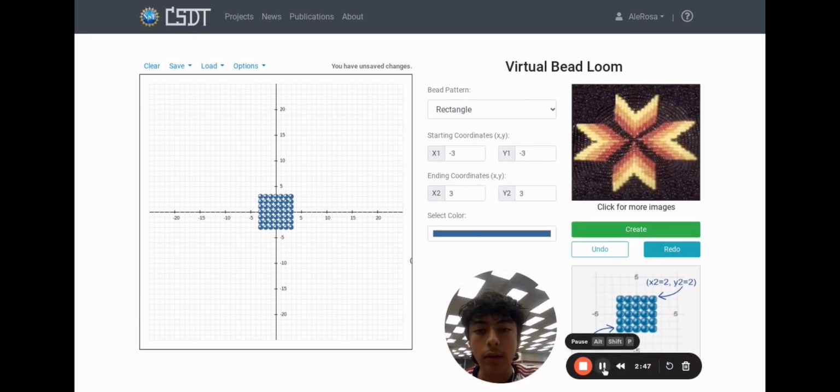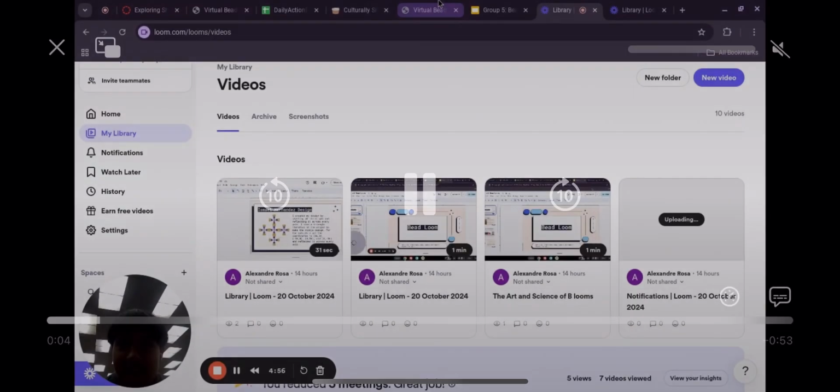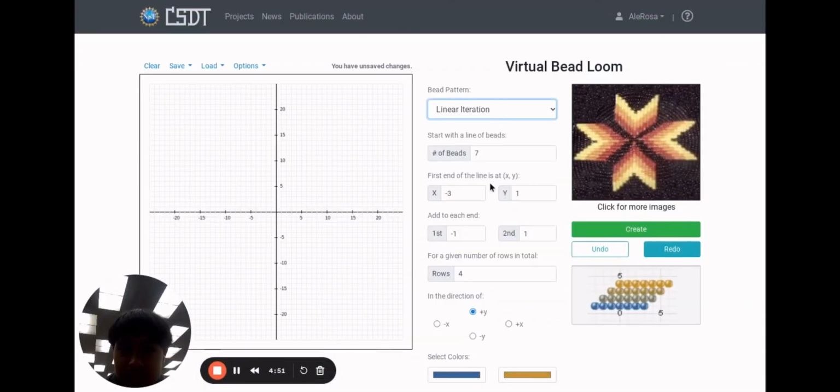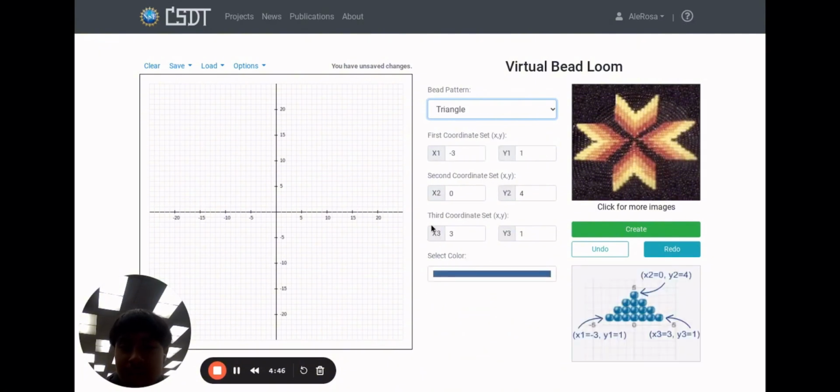And now Carlos and I'll be explaining what triangle, linear iteration, and triangular iteration mean. For a triangle, you could put down any points and press create, and it'll make a triangle wherever you put the points. Undo means you could undo it if you make a mistake. Redo puts it back if you accidentally deleted something.